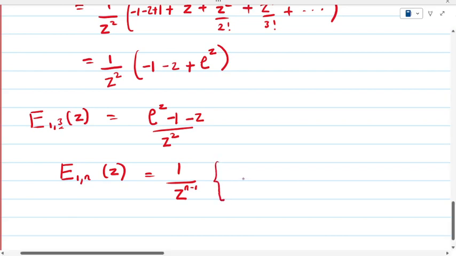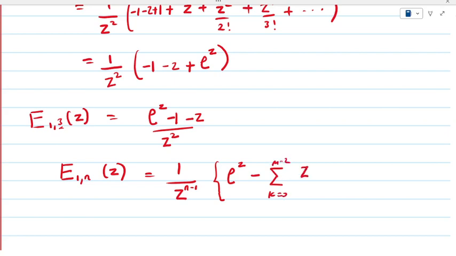Then our series function will be exponential z, minus the summation of k from 0 to n minus 2 of z^k over k factorial. So we have that as a general formula where alpha is equal to 1 and our beta is any number. With that, we're able to get that series. Alright, so let's move to case 5.